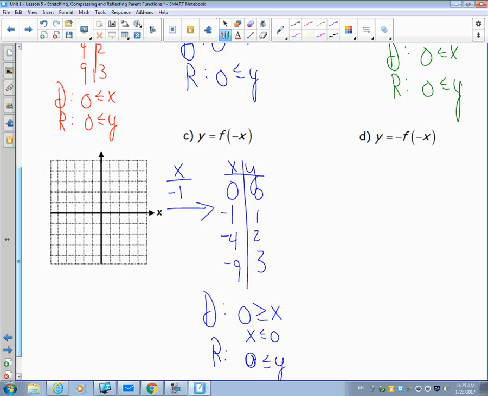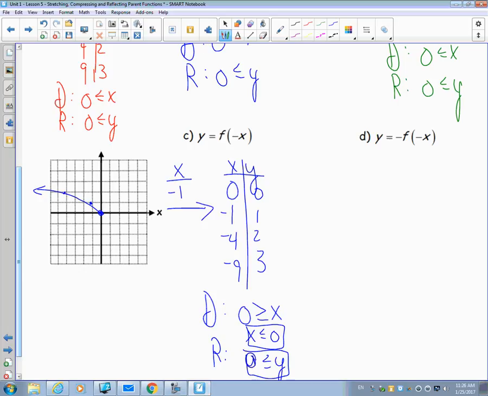Okay, so it says x should be less than 0, y should be greater than 0. So it should be left and up, if you think about it. Let's try it. 0, 0, -1, 1, -4, 2, -9, 3. Sure enough, that graph is going to the left and up. I know it's left because it's less than 0, and up because it's greater than 0.